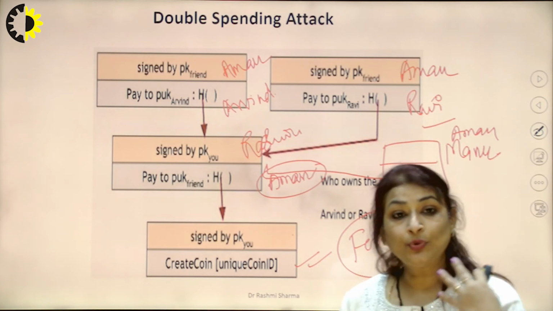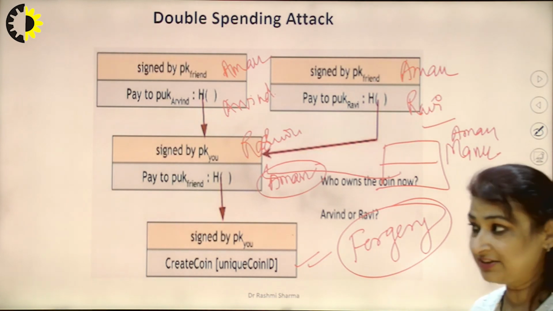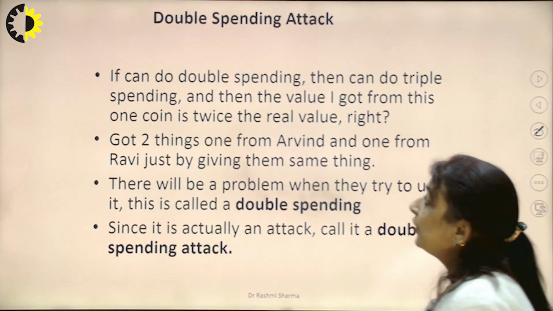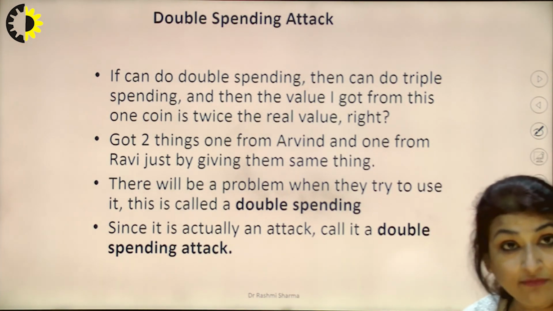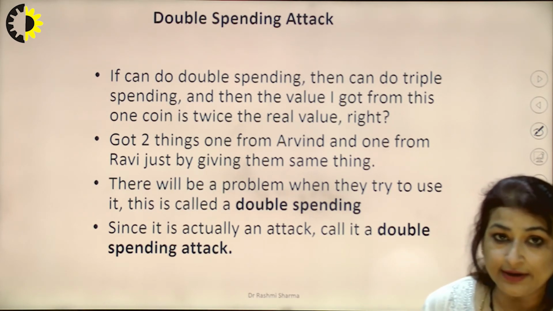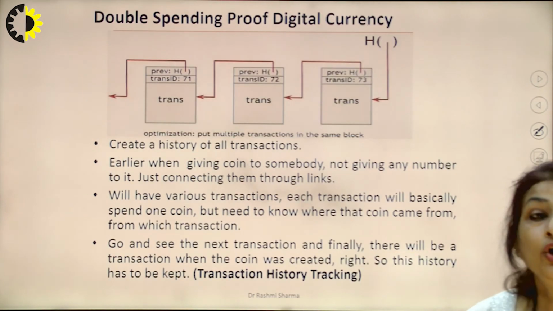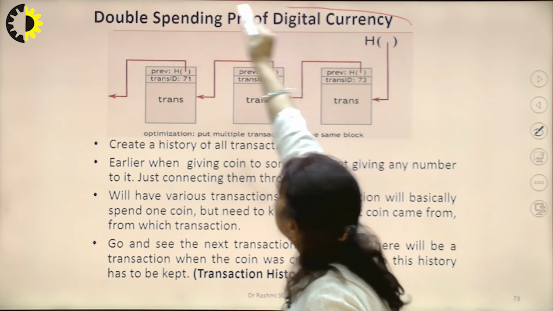So we have to stop this particular double spending attack. It can be done 3, 4, 5 times. So if you are spending the same coin value twice, this is called the double spending attack, and we have to overcome this attack in blockchain. We can do this by keeping a proof of digital currency.